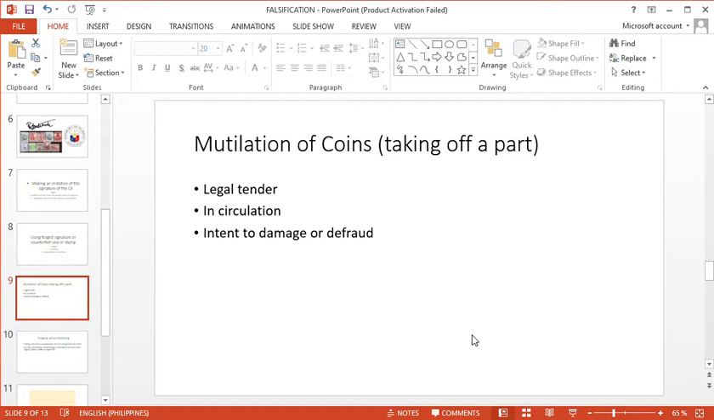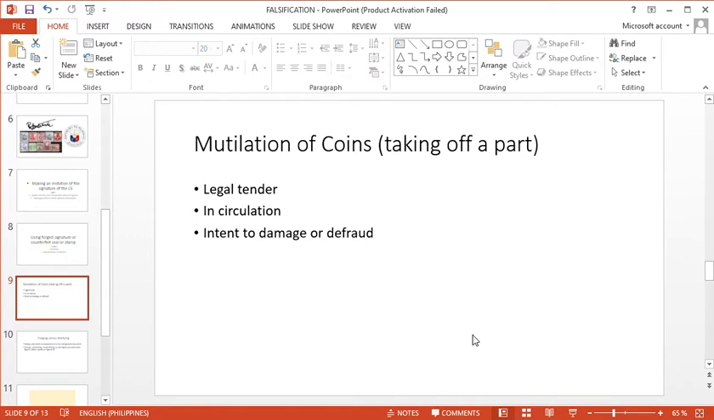The third, in order for you to commit mutilation of coins as part of the crime of forgery, that you have the intent to damage or defraud another person. Okay? So let's explain this. Ibig sabihin, class, in Tagalog, before kayo makasuhan ng tinatawag nating forgery by mutilating coins or taking off a part of that coin, first, you have to consider na yung coin na na-mutilate mo is a coin that is a legal tender. Meron siyang value. Meron siyang halaga. At aside sa meron siyang halaga, ito ay ginagamit pang komersyo. Okay? Ginagamit siya pambili, ginagamit siya pambayad. Circulating in the market.